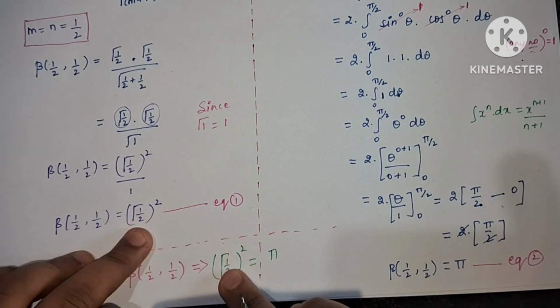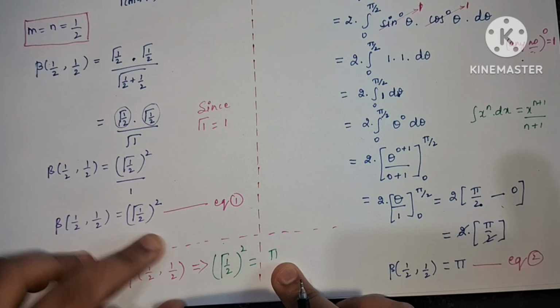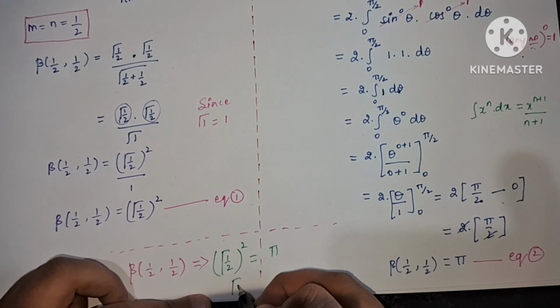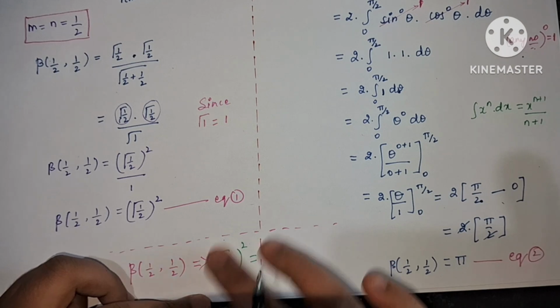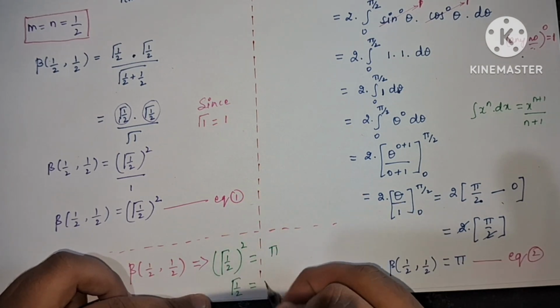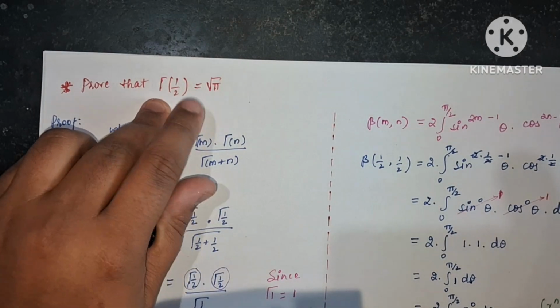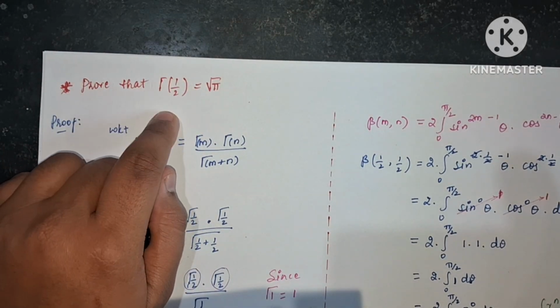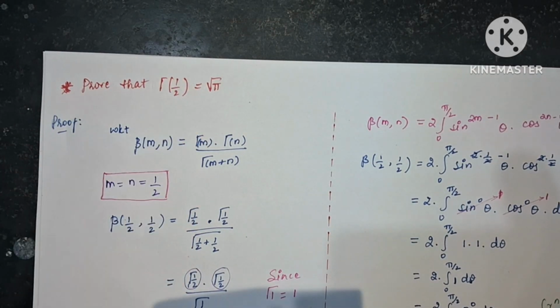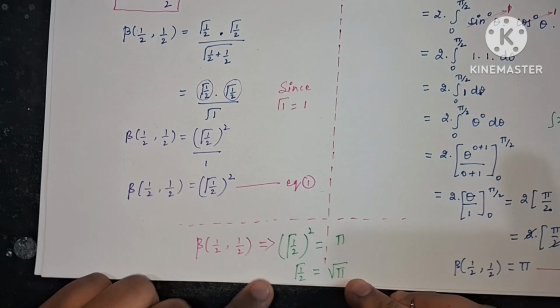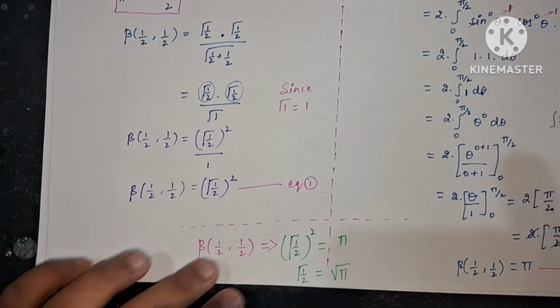I have taken this also here and I have taken this also here, and equated both the equations. So what does this become now? This becomes gamma of 1 by 2 is equal to, put the square to the other side, it becomes square root. What was required? We required the same thing, that is gamma of 1 by 2 is equal to root pi. This is the required final output.